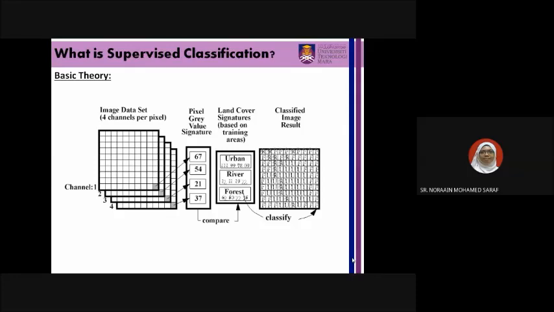In supervised classification, you select representative samples for each land cover class. The software then uses these training sites and applies them to the entire image. There are three basic steps for supervised classification. The first one is select training areas or pixel gray value signature. The second one is generate land cover signatures based on training areas. The third one is classify the image.